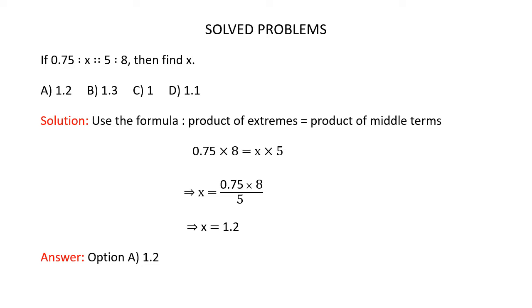So now in the formula you have 0.75 multiplied by 8 is equal to x multiplied by 5. So x is equal to 0.75 multiplied by 8 divided by 5. On solving we get x is equal to 1.2. So the correct answer is option A, 1.2.